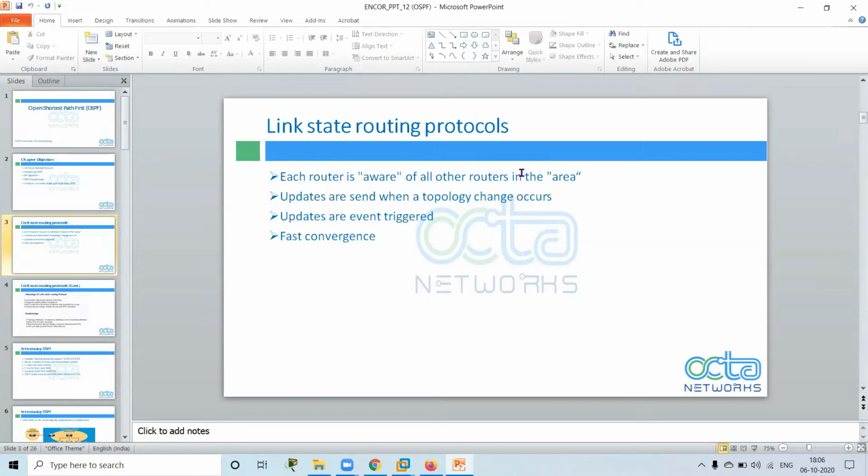Updates are sent when a topology change occurs. Like EIGRP, incremental updates, or you can say triggered updates. If there is no change in the topology, updates are not shared. If anything changes in the topology or in the network, then the updates are shared. These types of updates are known as triggered updates. Updates are event triggered, which gives fast convergence. So OSPF has faster convergence.